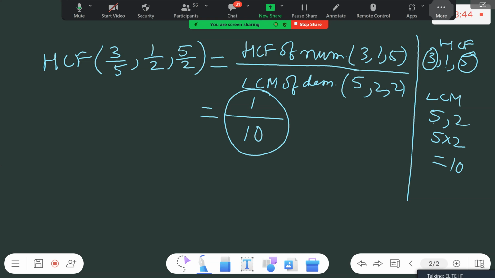Next we have comparison of fractions. How do you compare two fractions?